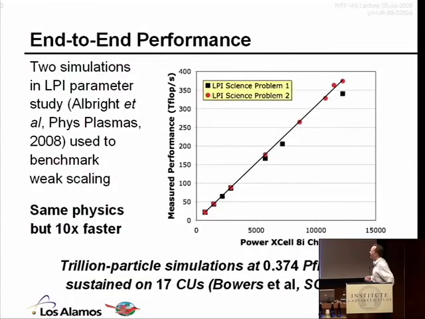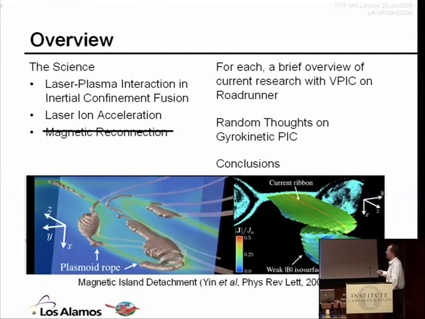So overall, our end-to-end performance, and this is what we showed at Supercomputing last year, we used 2 simulations and a laser plasma interaction parameter study to benchmark the weak scaling. What we found overall is that we got the same physics, 10 times faster. We had 2 LPI science problems, and this is just scaling out. At the farthest out data point, we were doing trillion particle simulations at, actually, we're currently over 0.4 petaflops for sustained end-to-end performance, but at the time, they had a faulty DRAM in one of the connected units, so we could only do 17 then. But you can scale, you can do lots of big things.